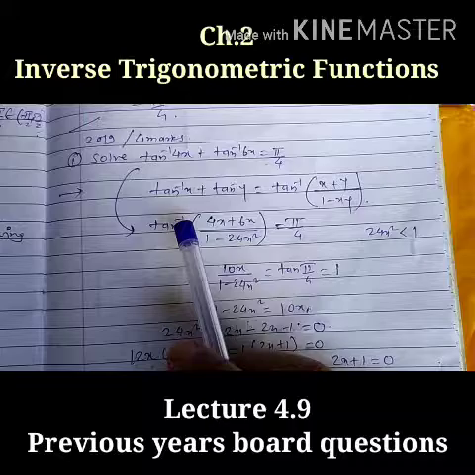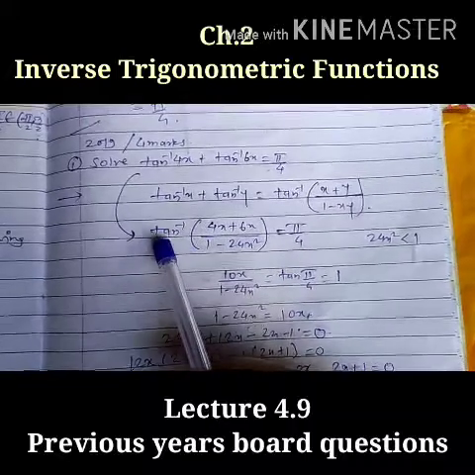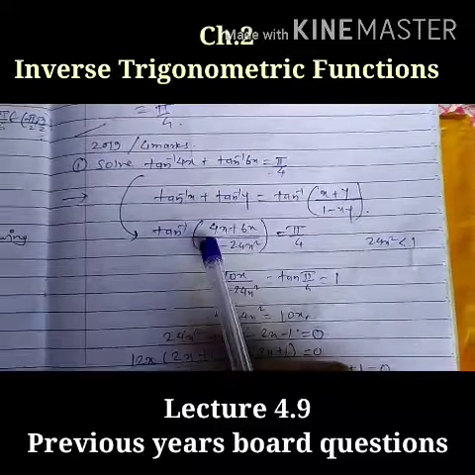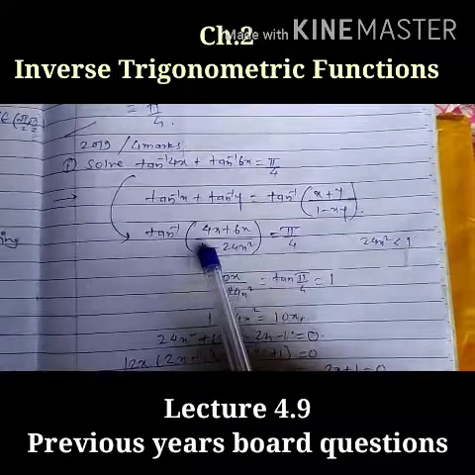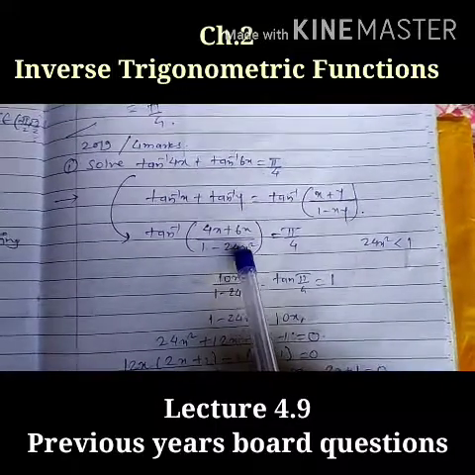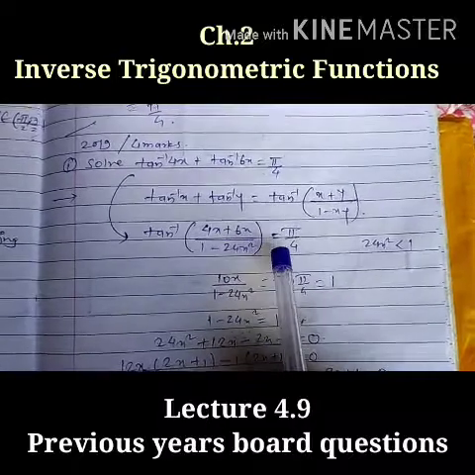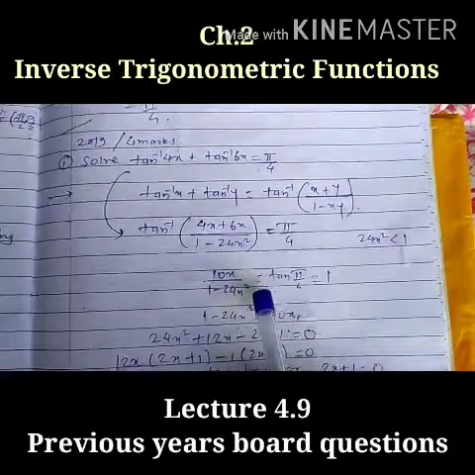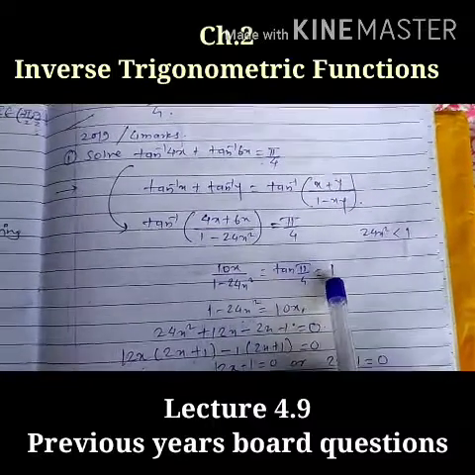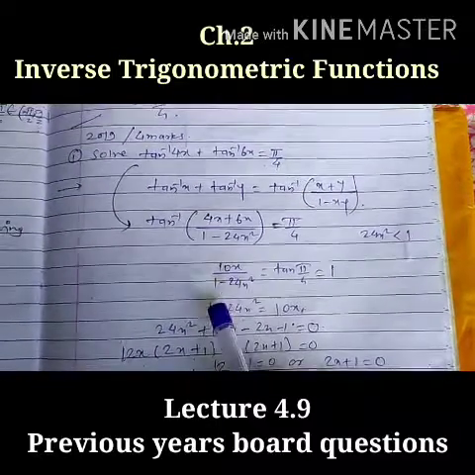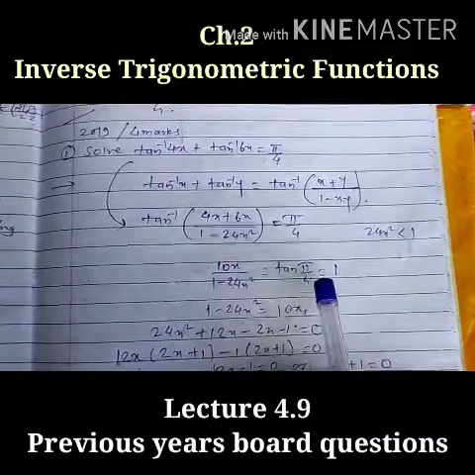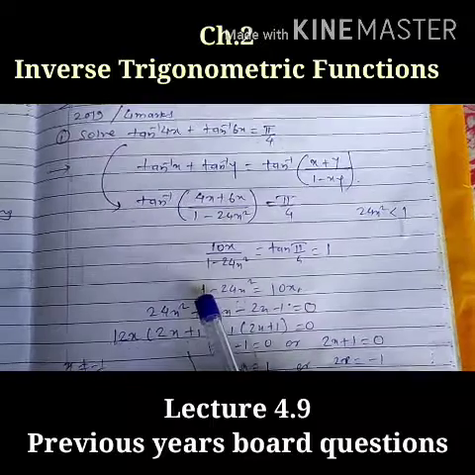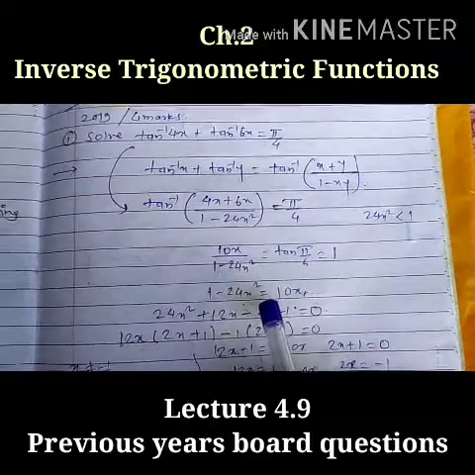So we will apply here tan inverse of (4x plus 6x), that is x plus y, upon (1 minus xy), that is 1 minus 6x into 4x, that will be 24x square, equal to pi by 4. Now we'll take tan inverse to this side, it will be tan of pi by 4, that is equal to 1. So we have 10x upon 1 minus 24x square equals 1. By cross multiplying we get 1 minus 24x square equals 10x.